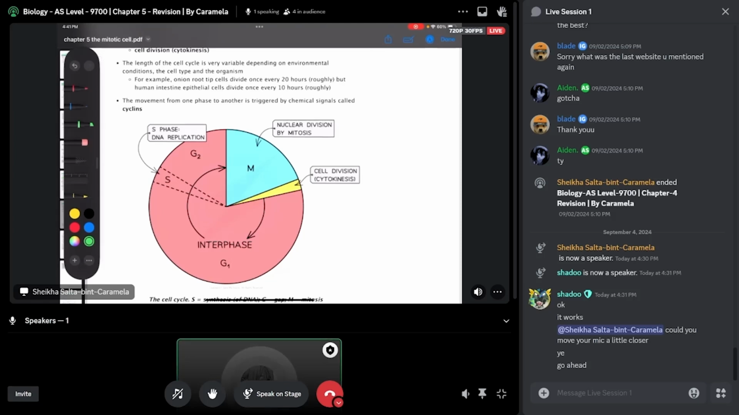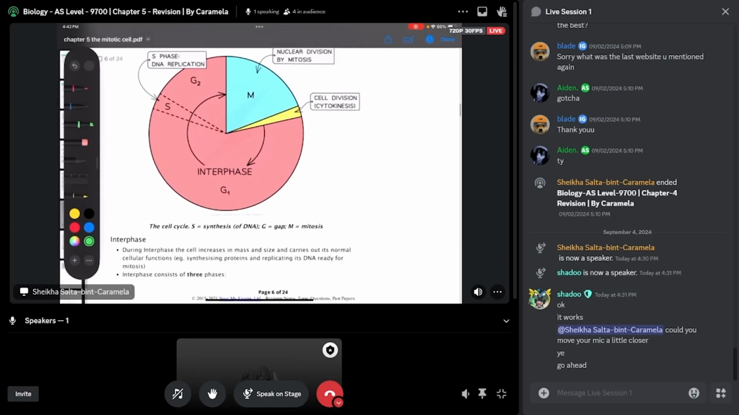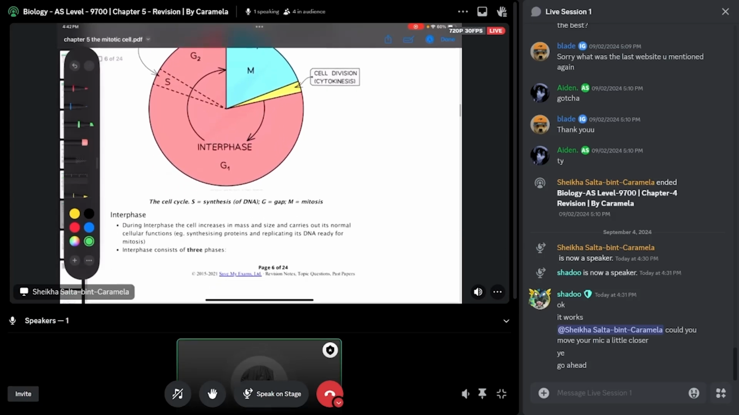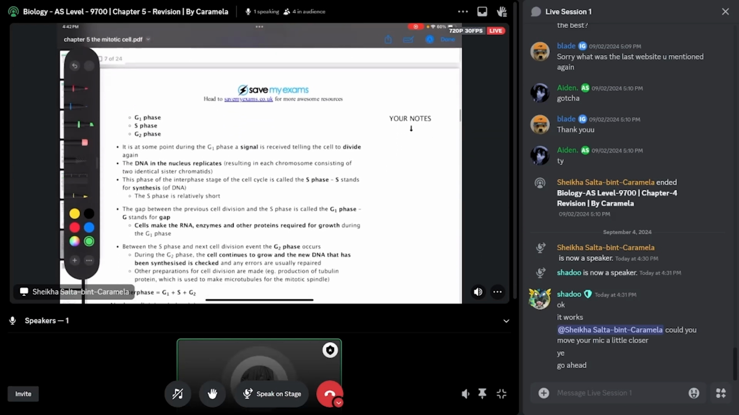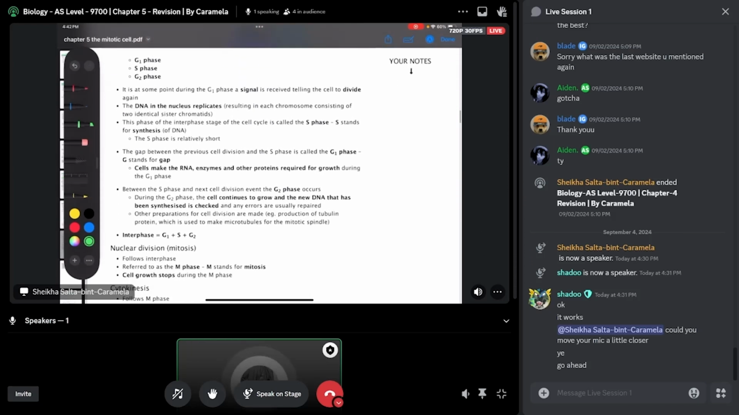So for example, onion root tip cells divide once every 20 hours roughly, and then human intestine cells divide every 10 hours. So there's a difference between each cell cycle. During interphase, the cell increases in mass and size and carries out its normal cellular functions as well. Interphase, as I said, contains three parts: G1 phase, S phase, and G2 phase.